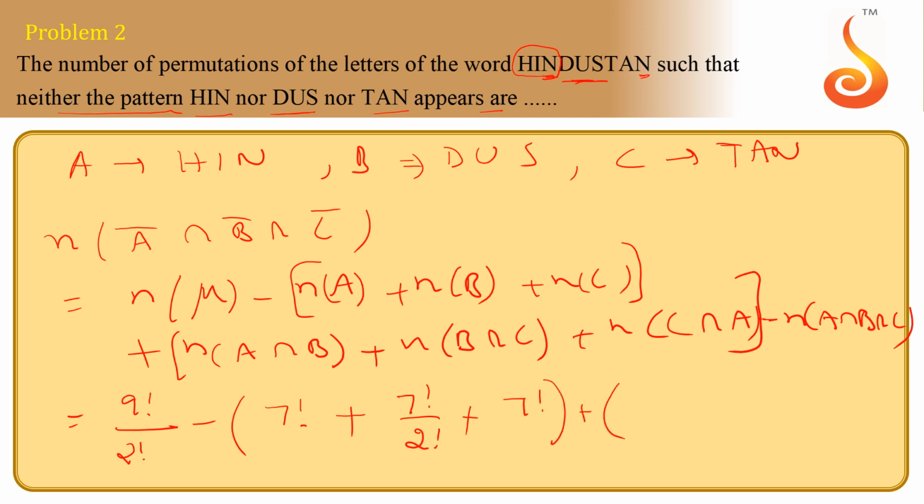See, like this you have to calculate the remaining. So HIN is 1 unit, DUS is 1 unit, so total 2 units here, and the remaining 3 letters as 3 units, so 3, 4, 5 units. So 5 factorial, plus B intersection C. What do you mean by B intersection C? DUS and TAN as 2 units, so 2, 3, 4, 5 factorial. Then TAN, HIN 1 unit, so same 5 factorial. Minus n of A intersection B intersection C, means this is 1 unit, this is 1 unit, this is 1 unit. So 3 factorial.